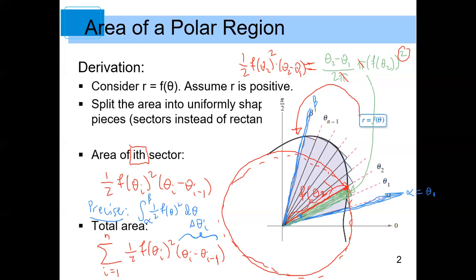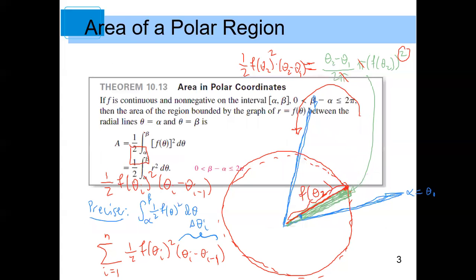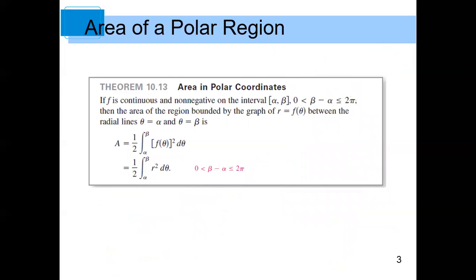Does that kind of make sense? We just hone in on one of those pie slices, and we basically just extend that to a sum. And to make that approximation precise, it turns into an integral. And that, my friends, is what this formula is on the next page. Okay? So the area in polar coordinates formula is exactly what we just wrote down.